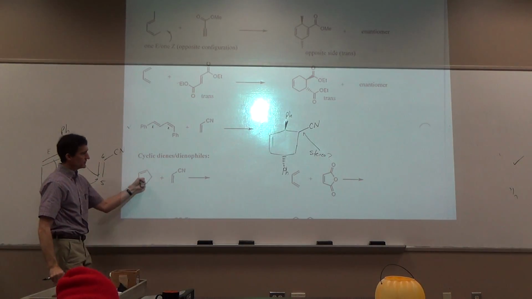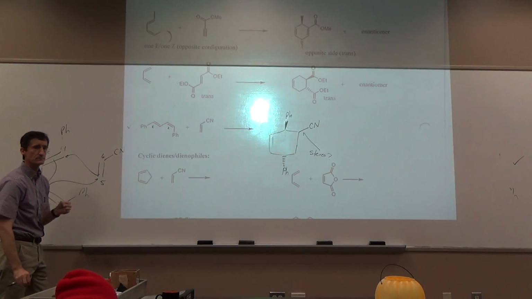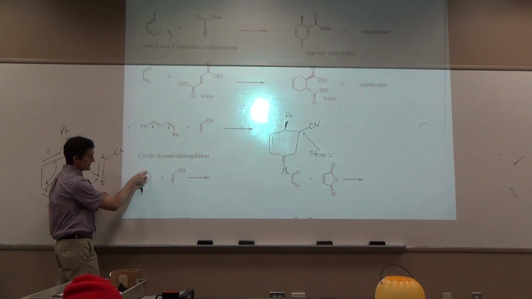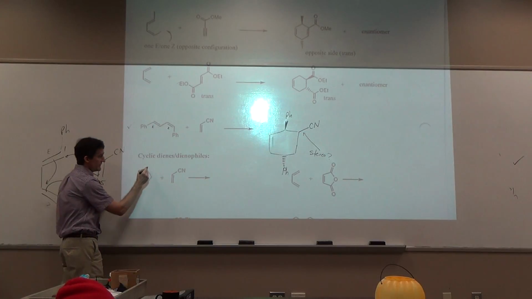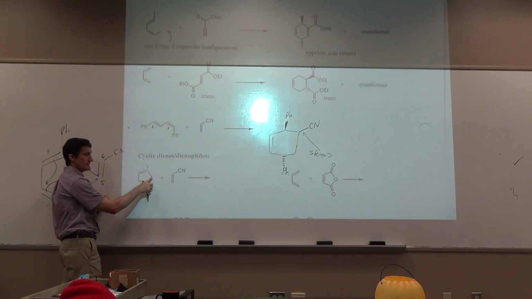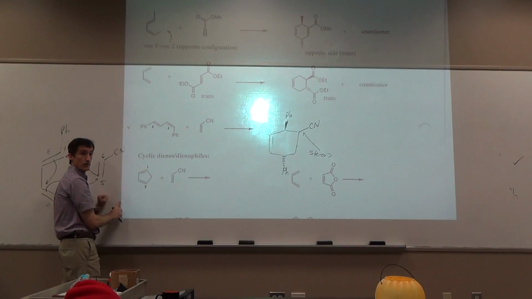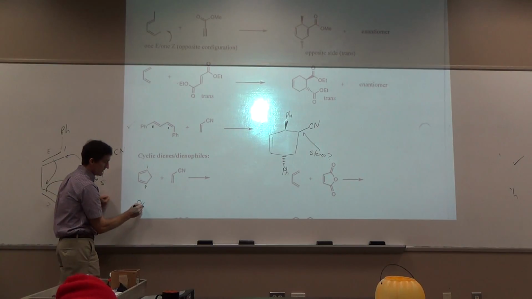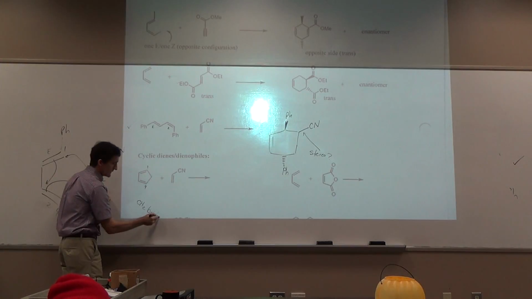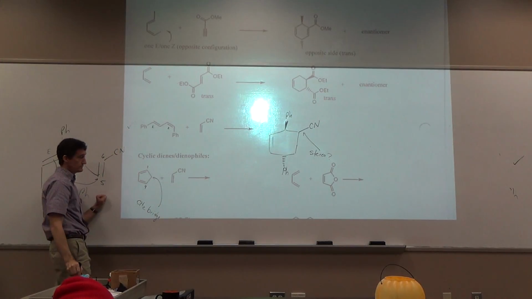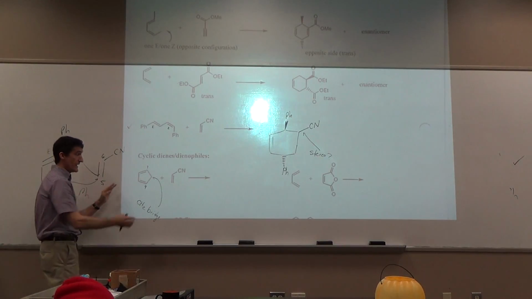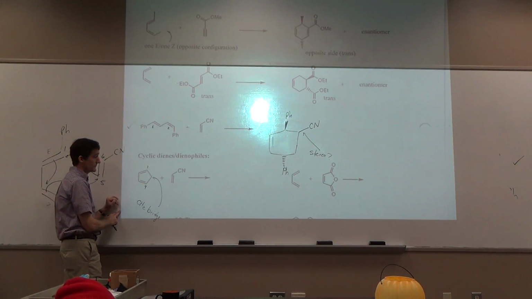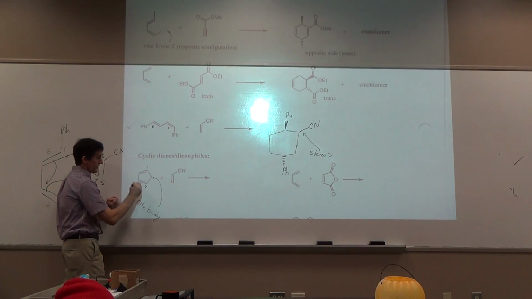How about cyclic? Can you show the product here? This is just a diene with a one carbon bridge between them. If that's 1, 2, and 4, there's a CH2 connecting 1 and 4. We can just consider that. Now here's how you do these. Just zip it together like you would and ignore that. Just act like it wasn't there. Zip it together.